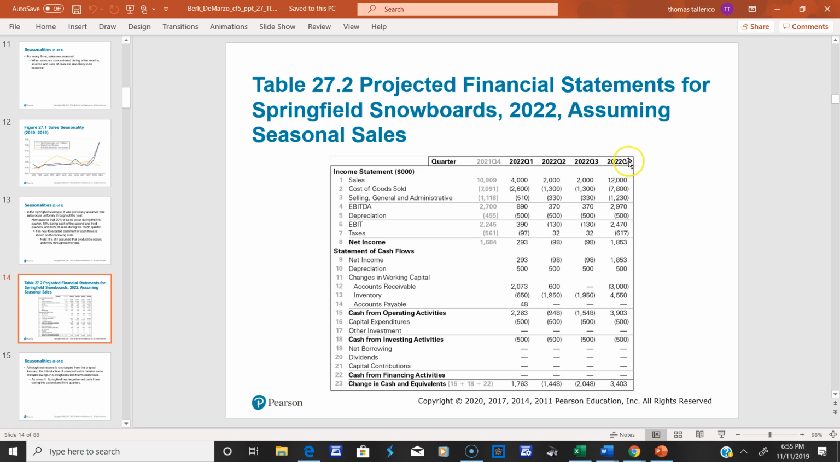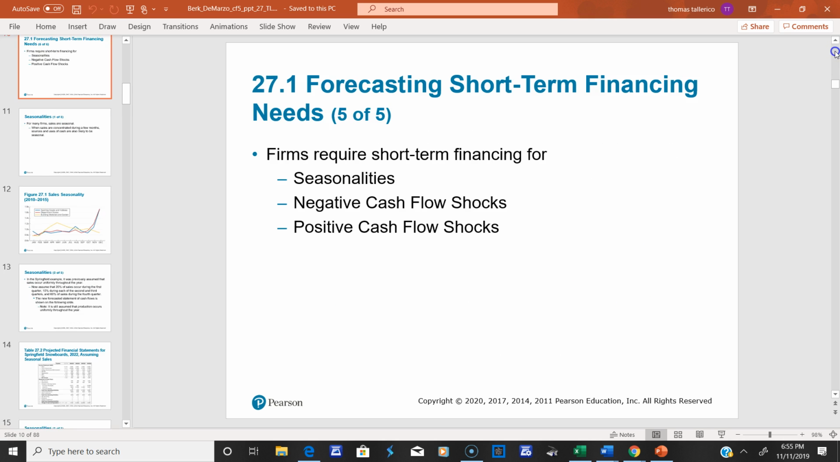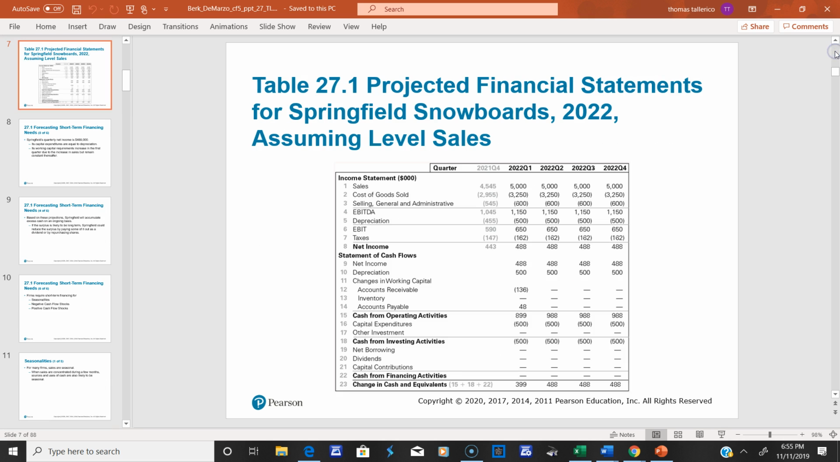So here are the 4 quarters, okay? And I think I made a mistake and I said 4 years when I went back. Let me just go back for a minute. Yeah, these are 4 quarters. I'm sorry about that, not 4 years. So you can see they're looking at each quarter of 2022.